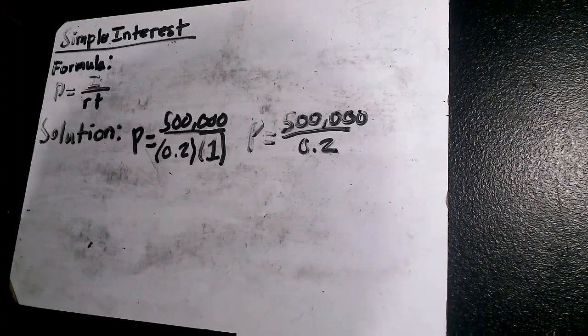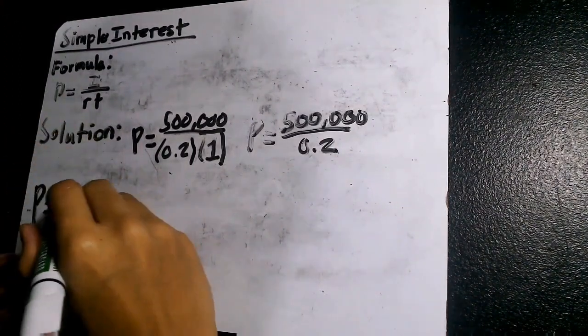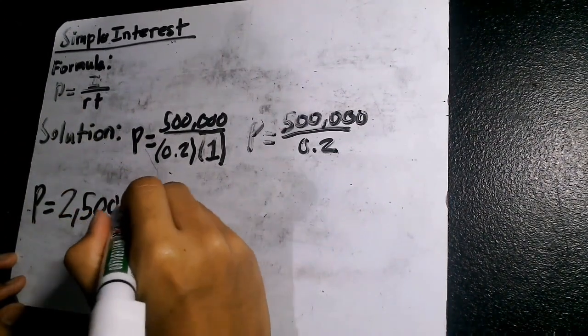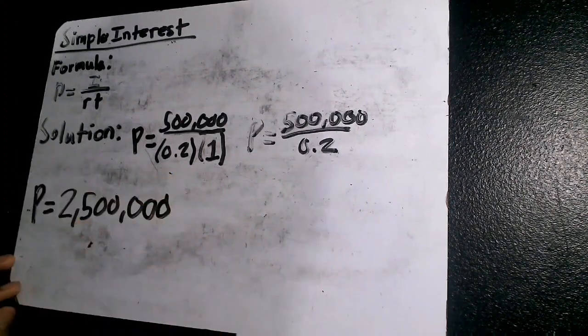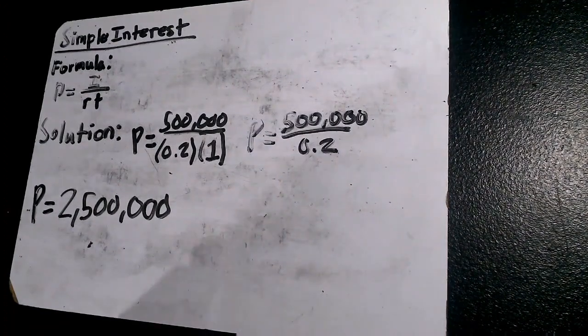The final answer should be written like this. P equals 2,500,000. Very easy. Now, I want you to solve an example problem.